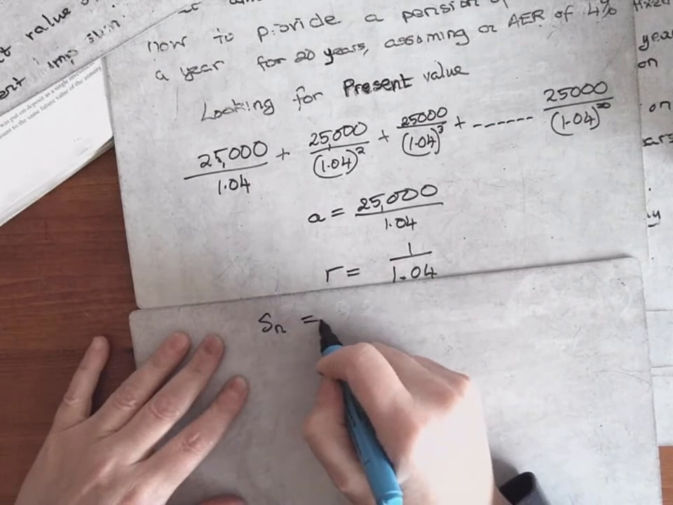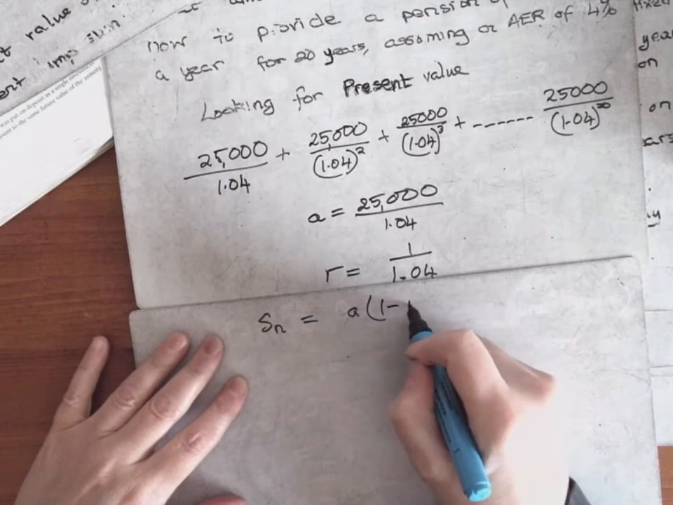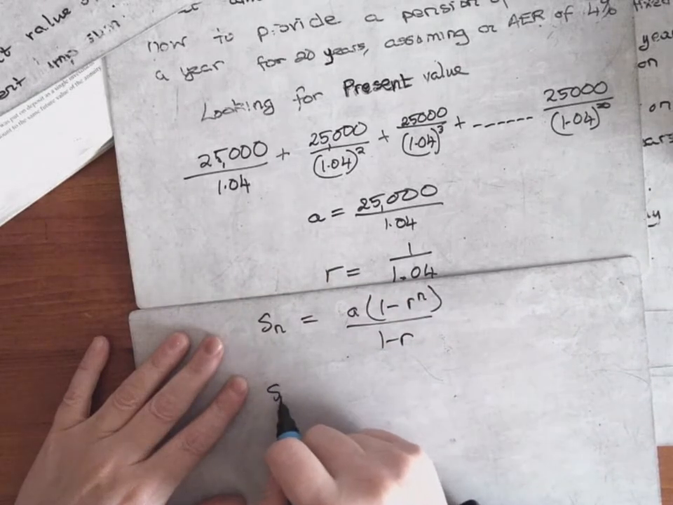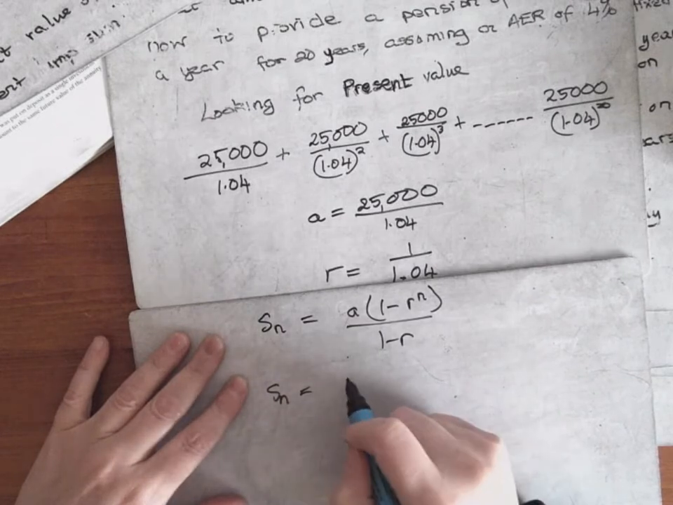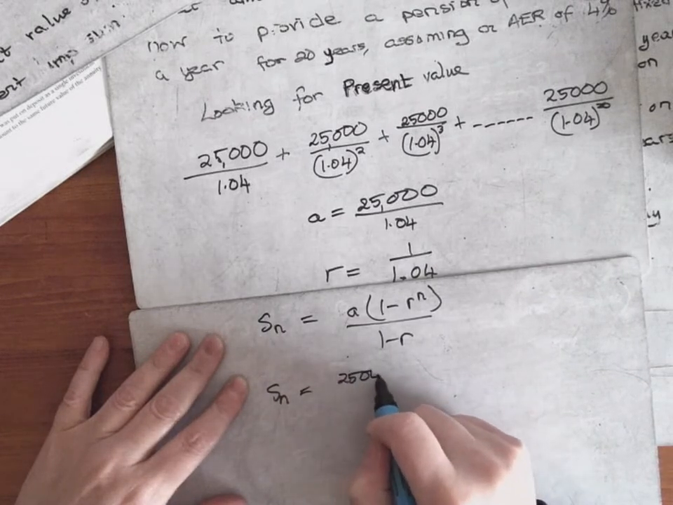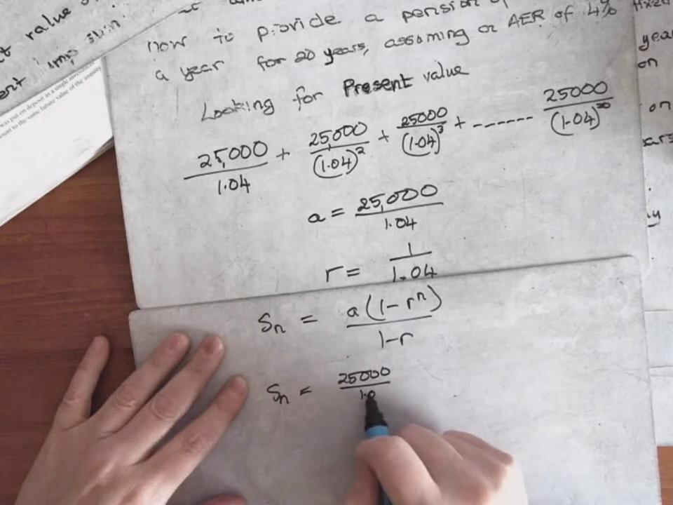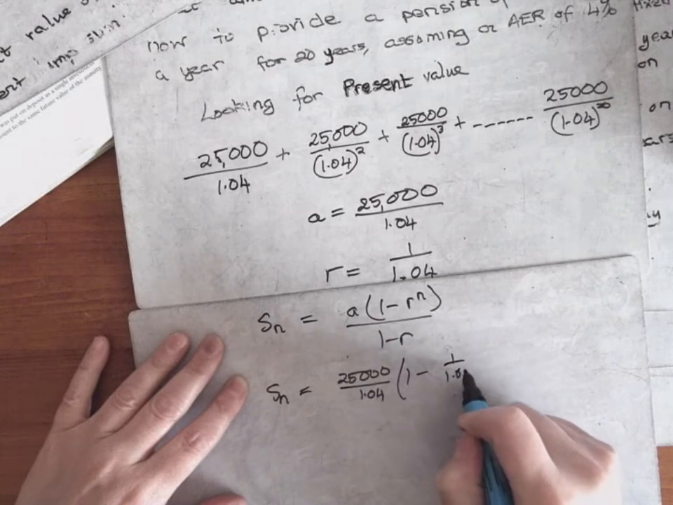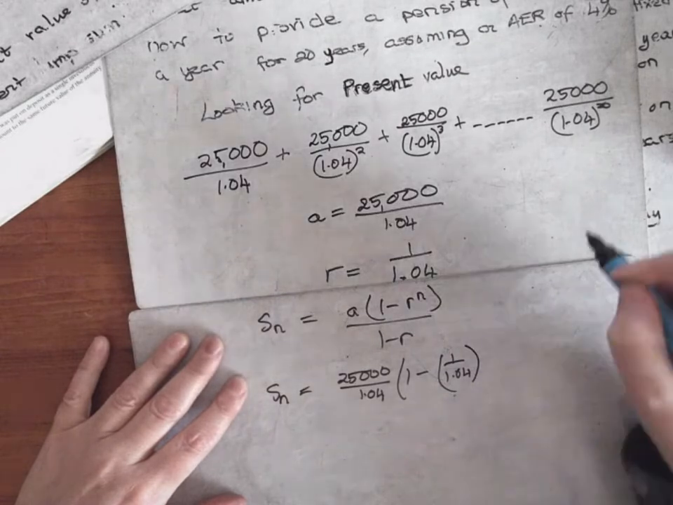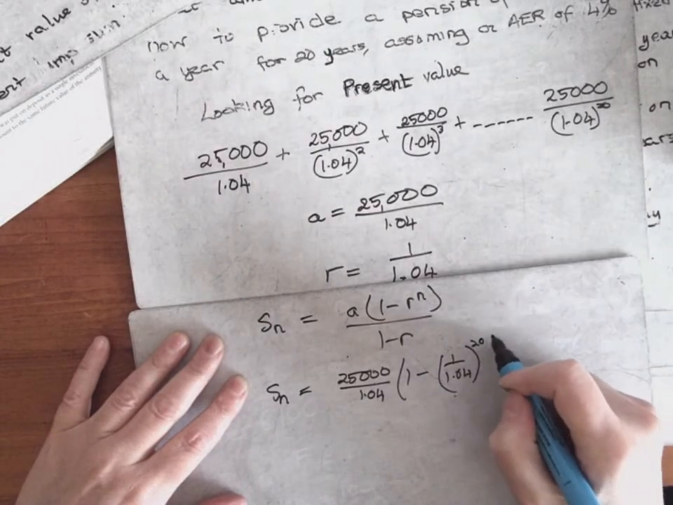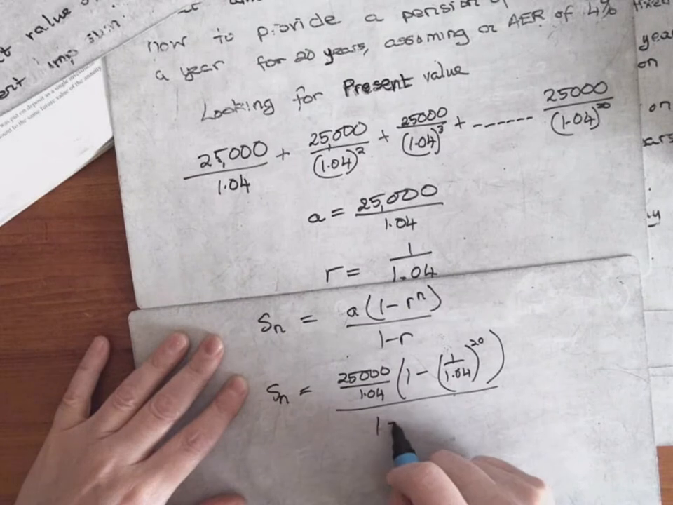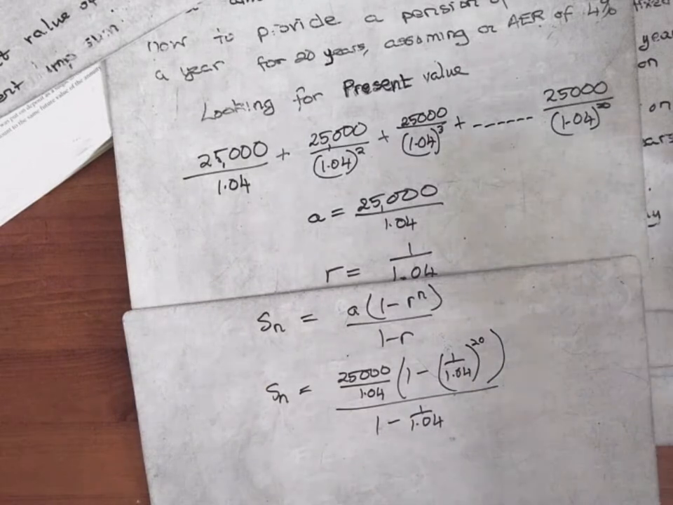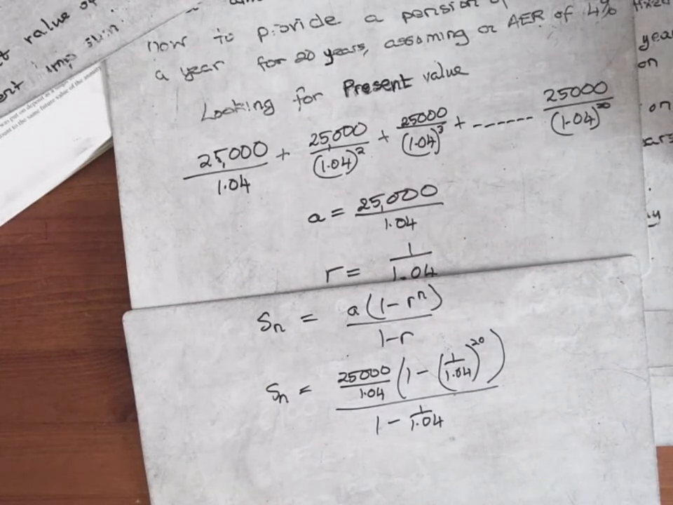So S_N equals A times (1 minus R to the power of N) all over (1 minus R). So how much money do I need in my pension account at the start of my pension? That's 25,000 divided by 1.04, which is the first term, times 1 minus (1 over 1.04) all to the power of 20. There are 20 terms in there, all over 1 minus 1 over 1.04, and into the calculator with that. Give me a minute to put this in.